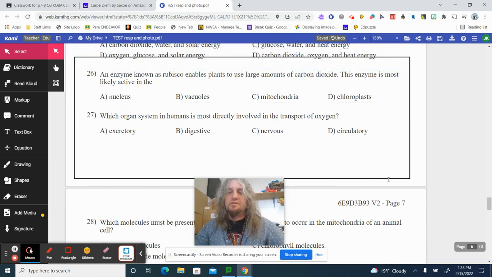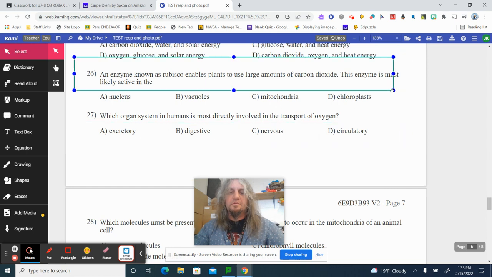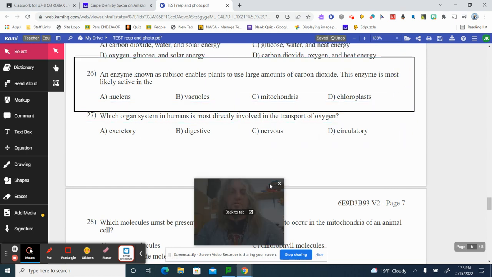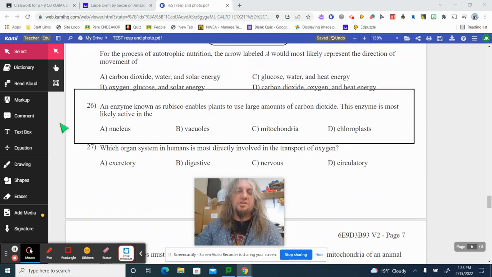Question 26. An enzyme known as Rubisco. Come back here, 26. An enzyme known as Rubisco enables plants to use large amounts of carbon dioxide. This enzyme is most likely active in the nucleus, B, the vacuoles, C, the mitochondria.